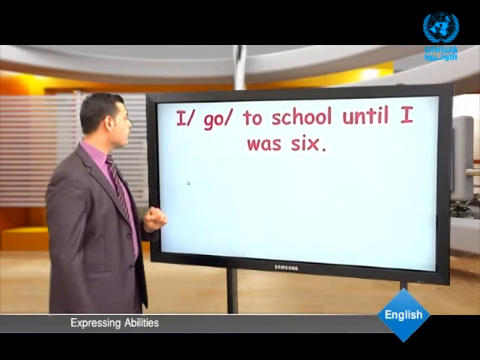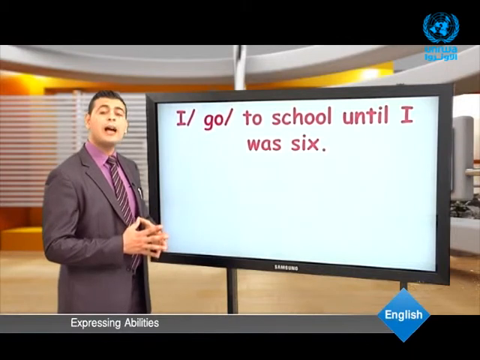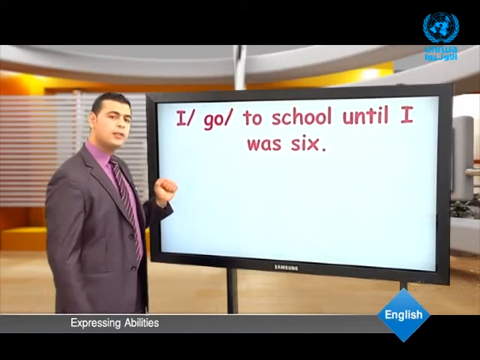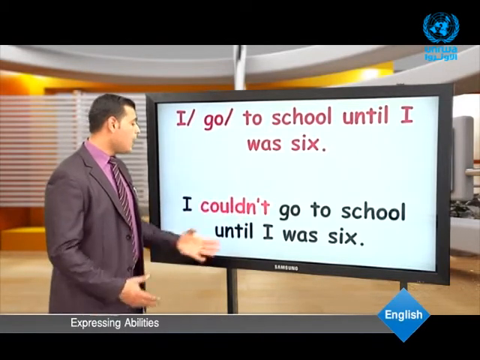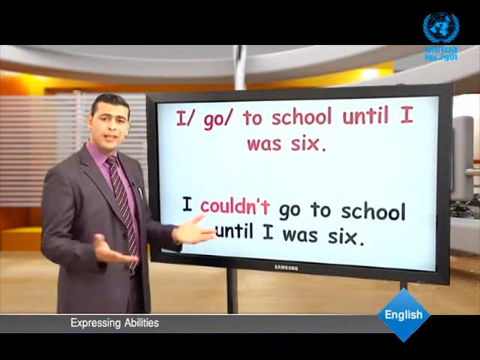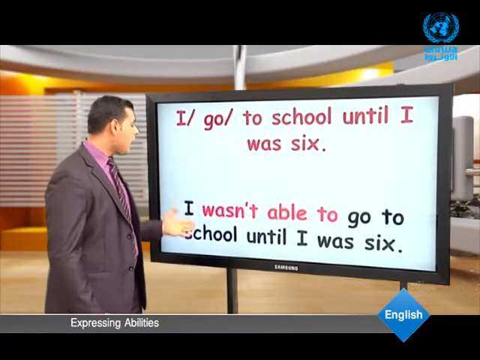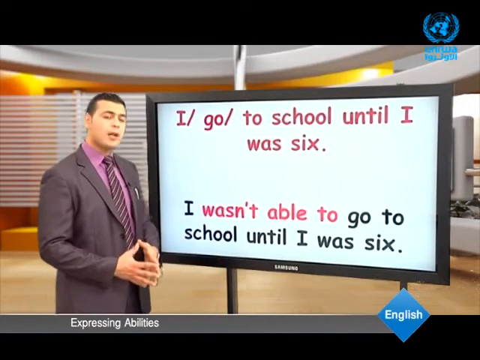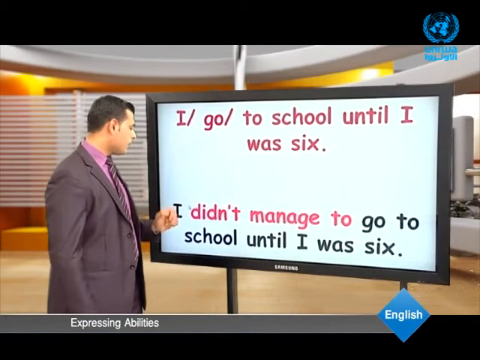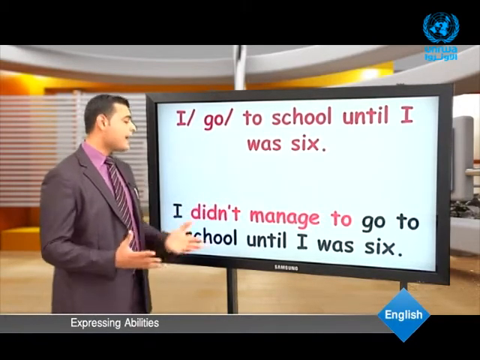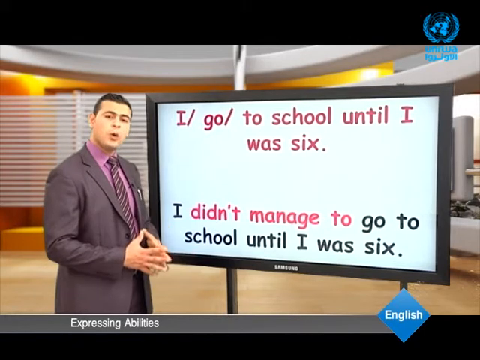Let's have the last sentence. I go to school until I was 6. Can you use could? Thank you very much. Here, I couldn't go to school until I was 6. This is a negative form. I wasn't able to go to school until I was 6. I didn't manage to go to school until I was 6.